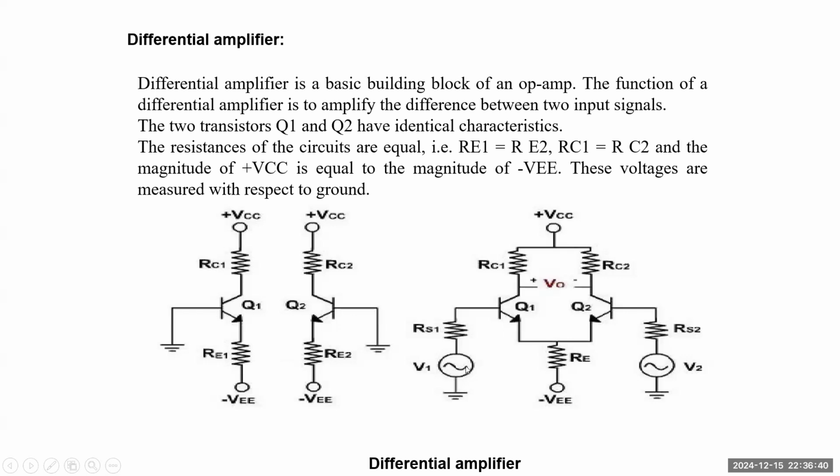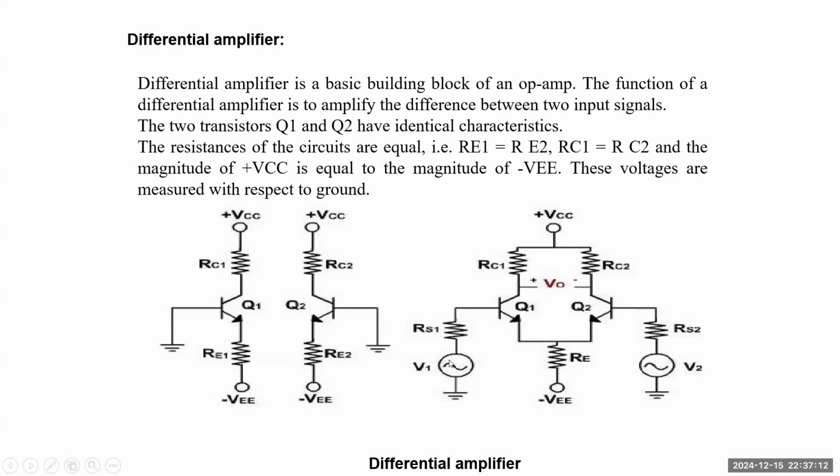The sinusoidal inputs are applied to both bases of the transistors via the resistances RS1 and RS2, and we are considering the RS1 value equal to RS2. When we make V1 equals V2, RS1 equals RS2, RC1 equals RC2, then each half section of the circuit is symmetrical to the other half section, and the output voltage must be equal to 0.